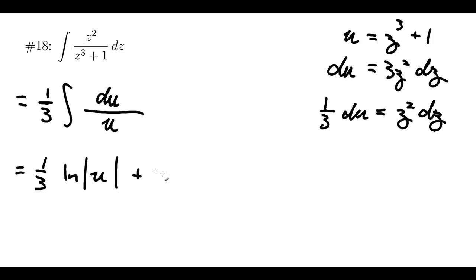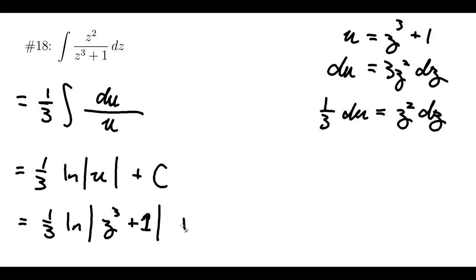So we have a constant there. So we have 1/3 the natural log of the absolute value of z cubed plus 1. I'll give that 1 some serif so it doesn't look like the absolute value bars, plus a constant.